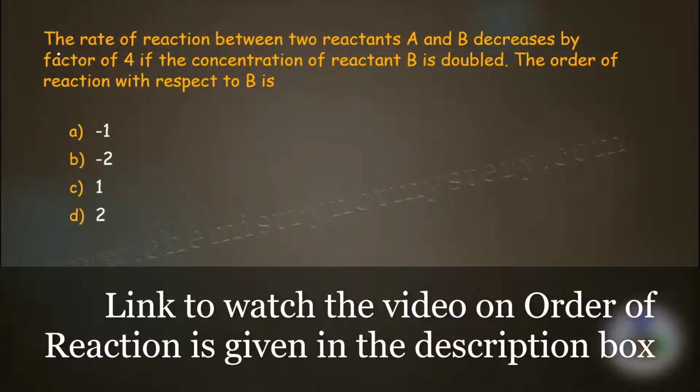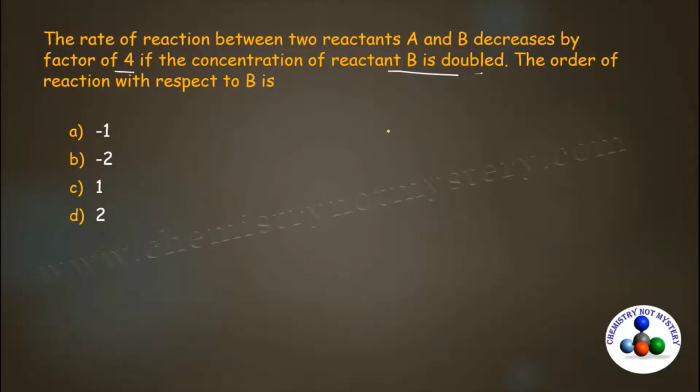Now come to the next question. The rate of reaction between two reactants A and B decreases by a factor 4 if the concentration of reactant B is doubled. The order of reaction with respect to B is, and these are the options. To solve this equation, first you have to write the rate law with respect to B. So you will get rate of reaction is equal to rate constant multiplied by the concentration of B raised to the power x. We have to find out the value of this x.